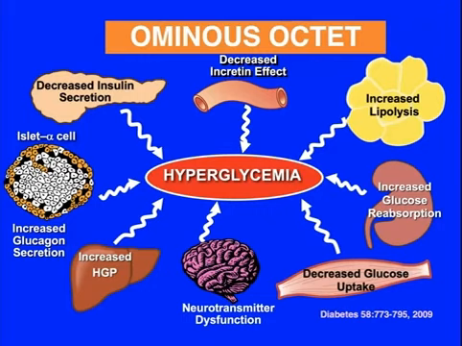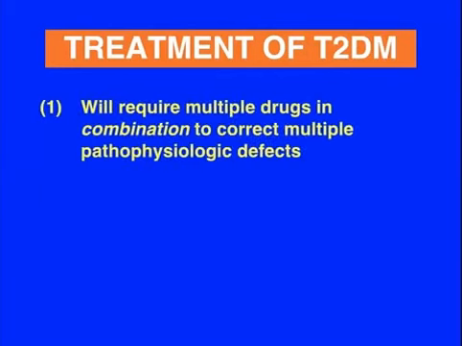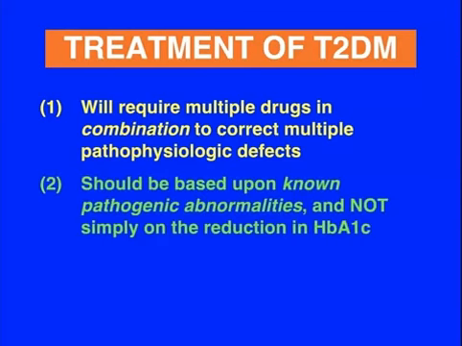So it should be clear now that if we have 8 defects to deal with, we're going to require multiple drugs, and we're going to have to use drugs in combination to correct these multiple pathophysiologic defects. So in my opinion, the stepwise approach where we add one drug, we wait till we fail, and we add a second drug, wait till we fail, this is really not the correct approach to be treating type 2 diabetic patients.